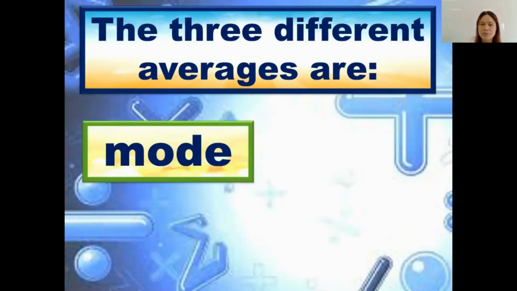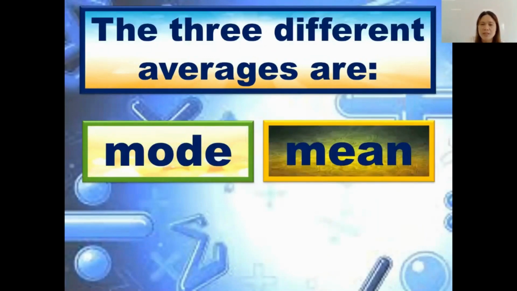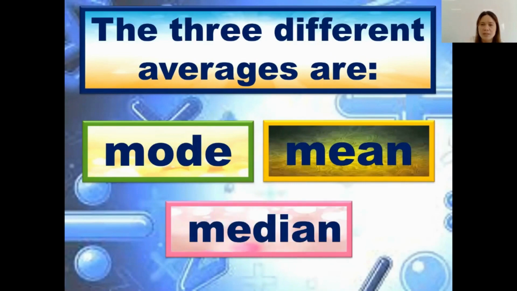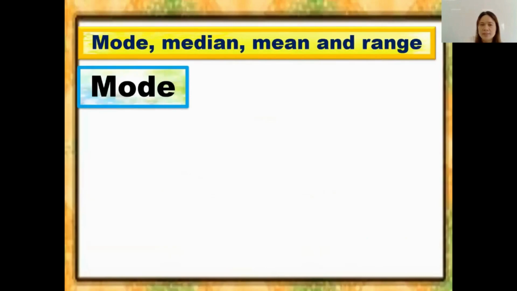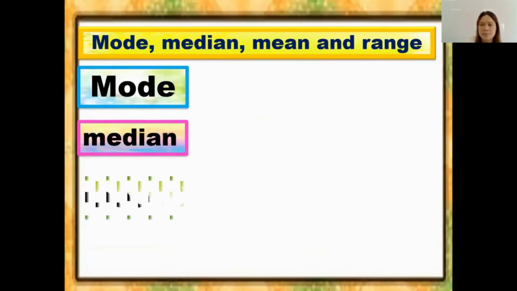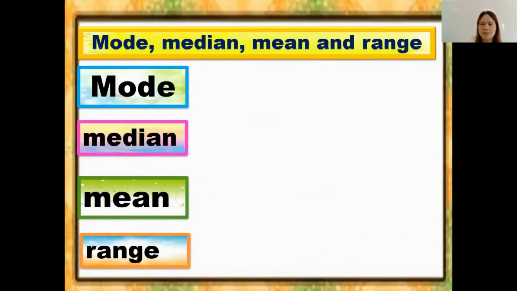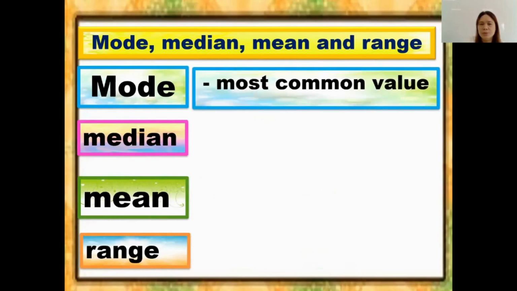We have the mode, we have the mean, and we also have the median. So let's define what is mode, what is median, what is mean, and what is range. So what do we mean by mode? When we say mode, it is the most common value. It is the value that you can see most of the time in a given set of data. So that is easy.